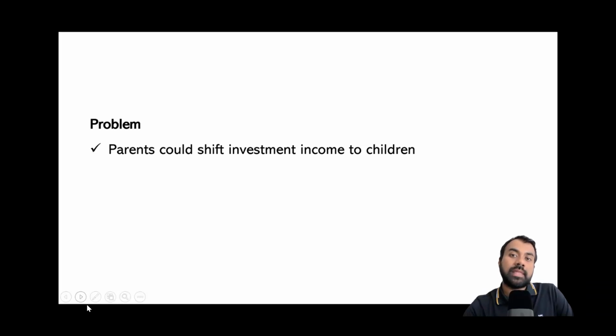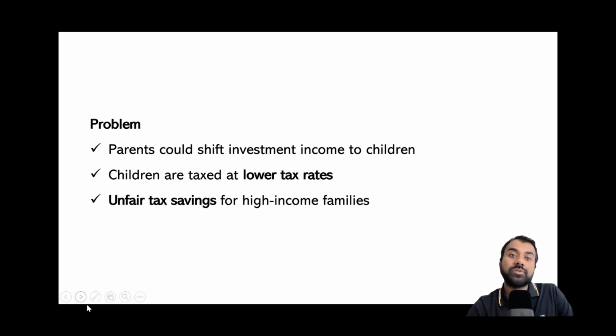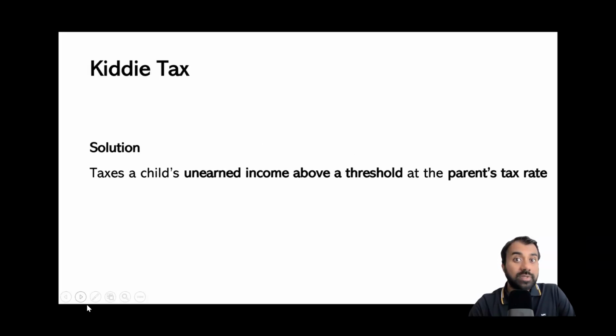The problem that this kiddie tax rule is trying to solve is that parents who are taxed at higher tax rates could shift their investment income to their children, because children are typically taxed at lower tax rates. Without a kiddie tax rule, parents would just shift their investment income to their children, and that's how they might be paying less in taxes. So the solution is this kiddie tax rule. It taxes a child's unearned income above a threshold at the parent's tax rate.